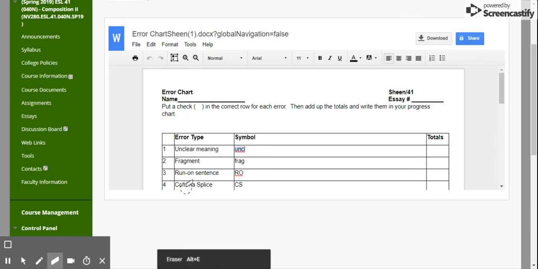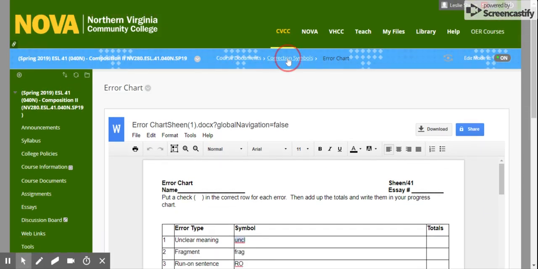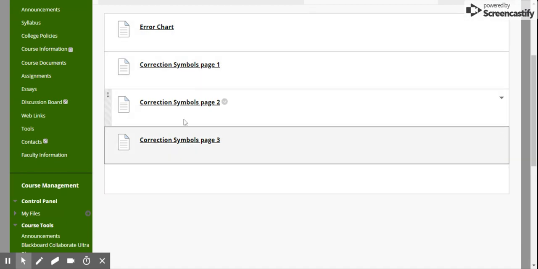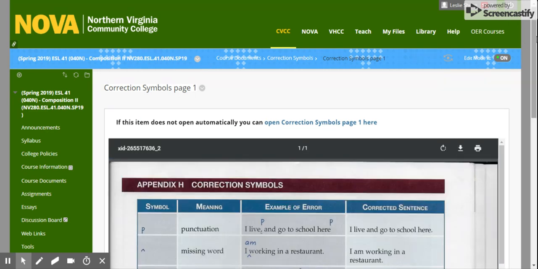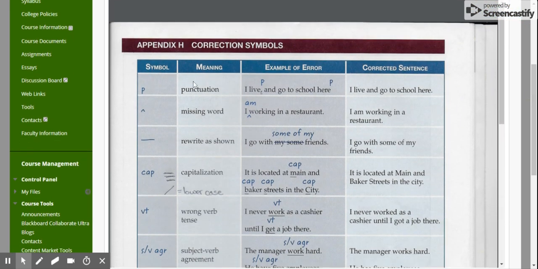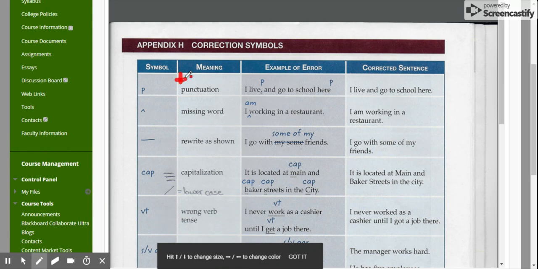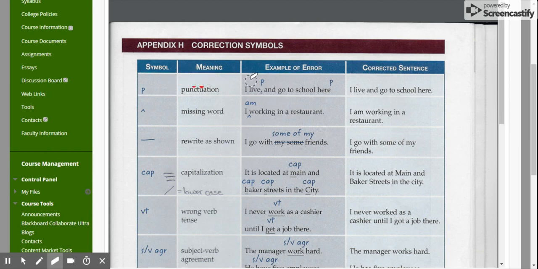Now, in terms of understanding how these are used, I have a tool in this same correction symbols folder. I'm going to go back to that folder. And below the error chart that I just showed you are 3 pages. They're copied from a textbook, and they are a great explanation of the symbols that I use. So let me show you some examples. Okay, so first of all, you're going to see the symbol written here and what it means. And the meaning is the same thing as what I put in my list, which was the type of error. Like, what kind of error is it? Okay. And then there's an example of the error and a corrected sentence. So let me show you.